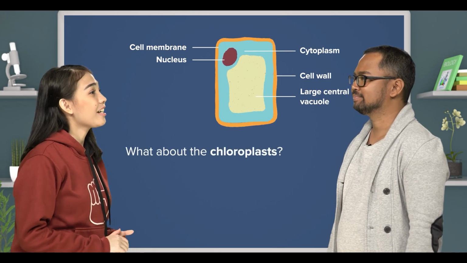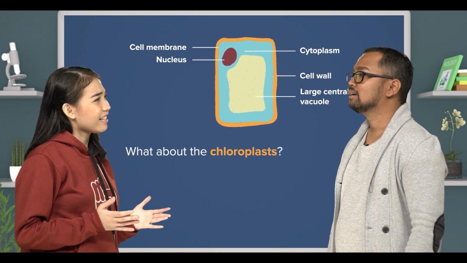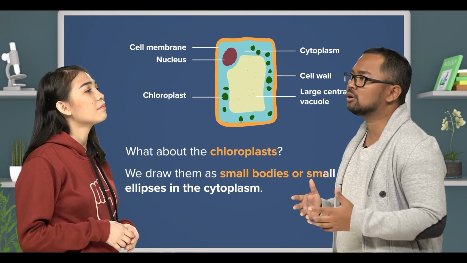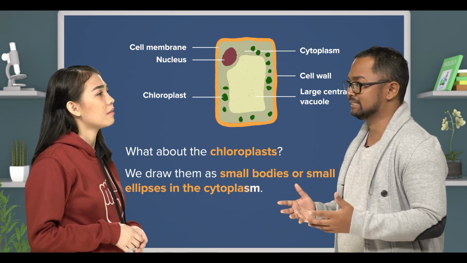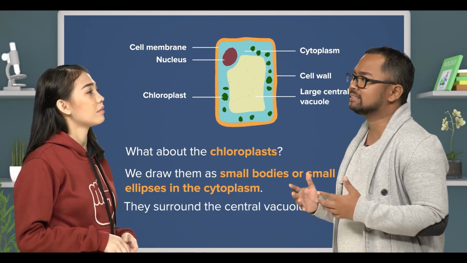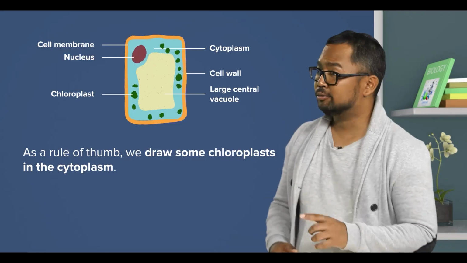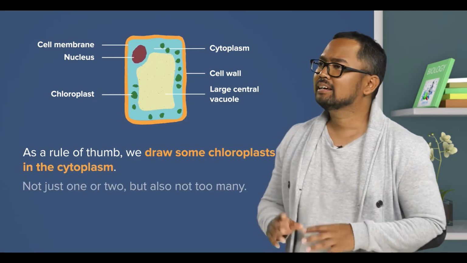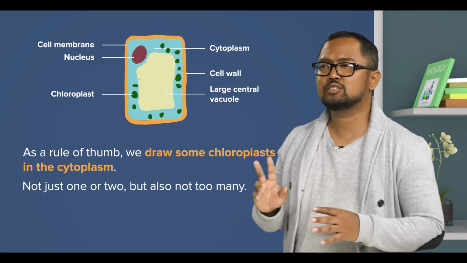I got it, teacher. What about the chloroplasts? For this organelle, we draw them as small bodies or small ellipses in the cytoplasm. Usually, they surround the central vacuole. As a rule of thumb, we draw some chloroplasts in the cytoplasm. Not just one or two, but also not too many.